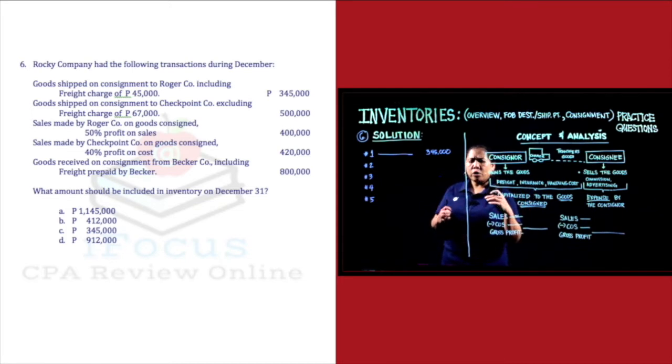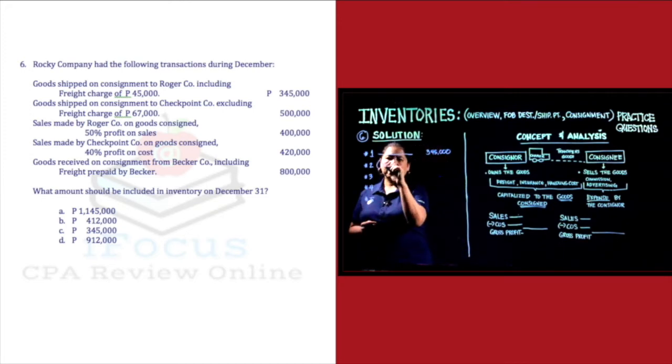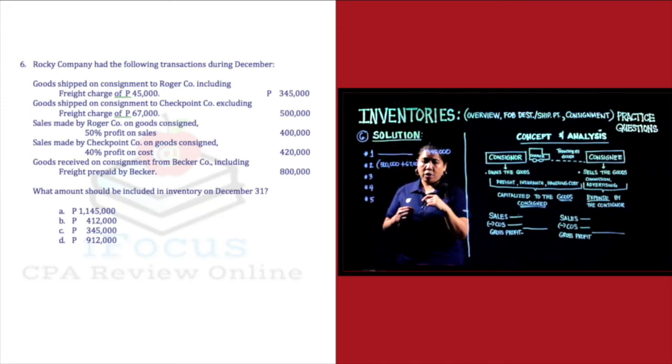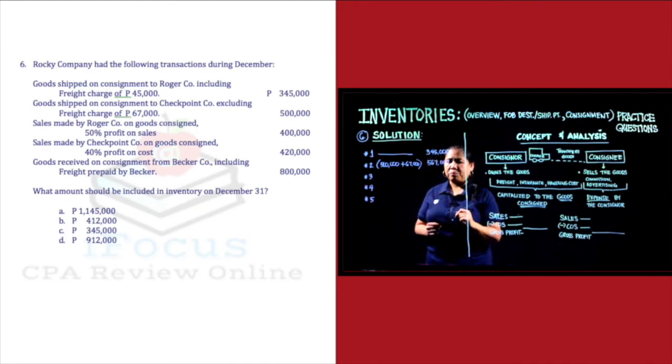Alright? So, yung 500,000 at ang freight charge na 67,000, kailangan i-add natin. Alright? Ika-capitalize natin yung 67,000 na freight charge. The total of the number 2 item is 567,000. Lahat yan kasama sa inventory natin.